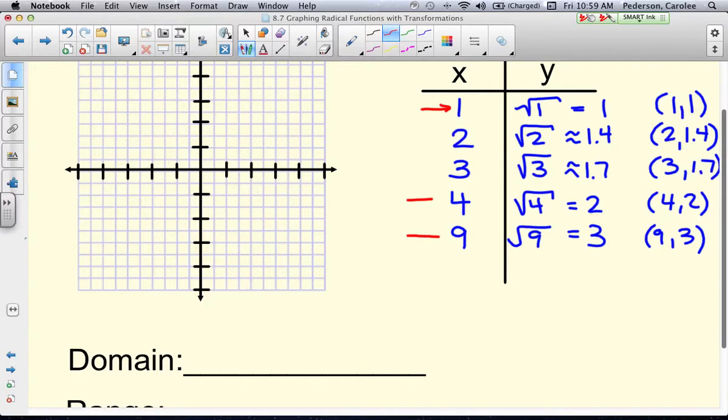So let's graph this now. Over 1, up 1. So here's 1 and 1. And then over 4, and then up 2, and then over 9, up 3. So that's what we have so far. Now let's talk about 0. If I substitute 0 in, so square root of 0, I get 0. So here it is.